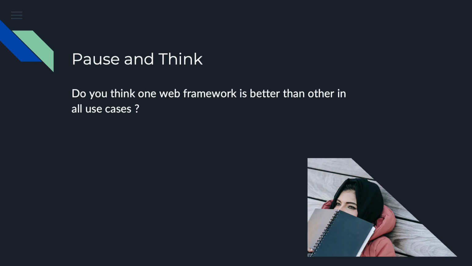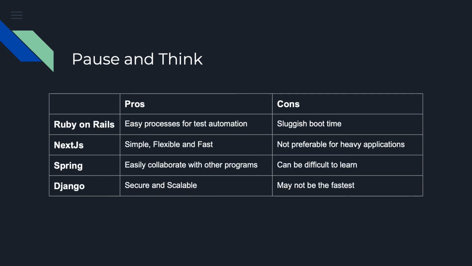Now I want you to pause this video and think if one framework is better than the others in all use cases. Yes, you guessed it right. Each framework has its own pros and cons, and one needs to choose the framework which best suits the long-term needs. For example, Django is secure and scalable, but it's not as fast as Next. On the other hand, Next is not so famous for IO-intensive tasks.